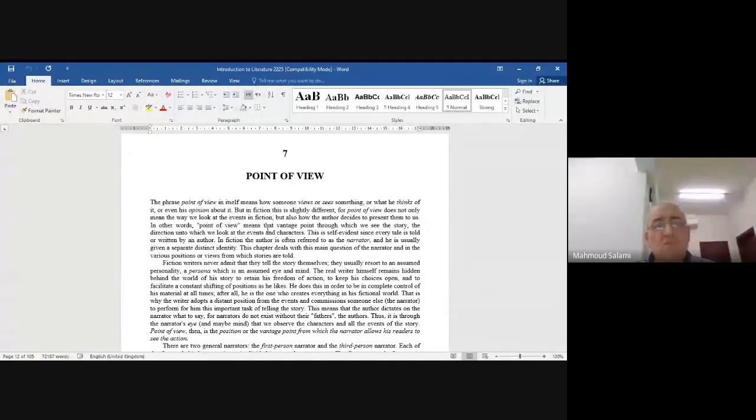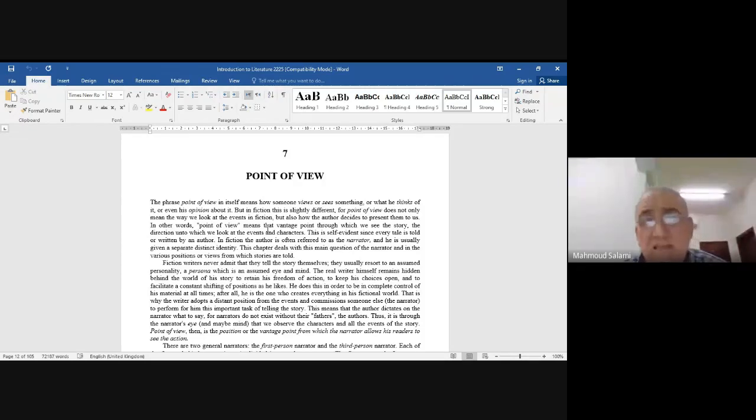In other words, point of view means that vantage point through which we see the story. Like standing on a pyramid and you are looking down on everyone. You can see everything from the top of the pyramid. Like standing on the top of a tree, when you look down and you see everything below. This is really the idea, very simple. So that's what we mean by vantage point, a point on high ground through which you can see things. The vantage point through which we see the story, the direction into which we look at the events and characters.